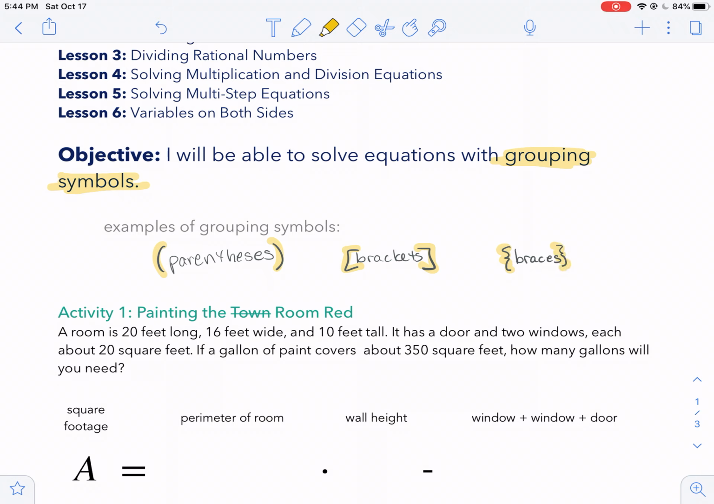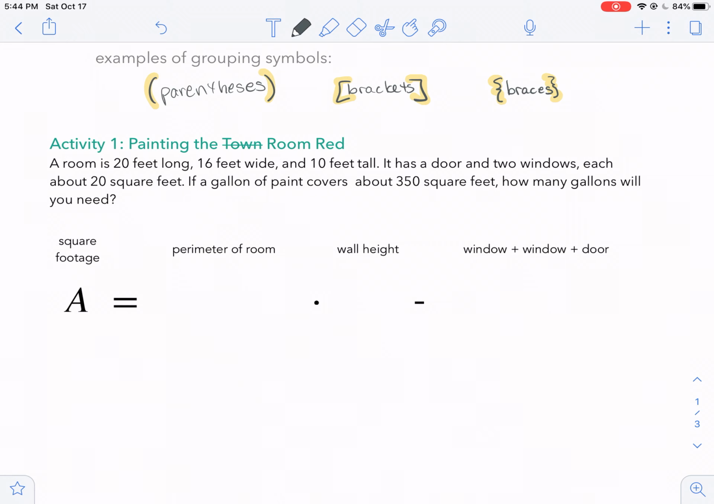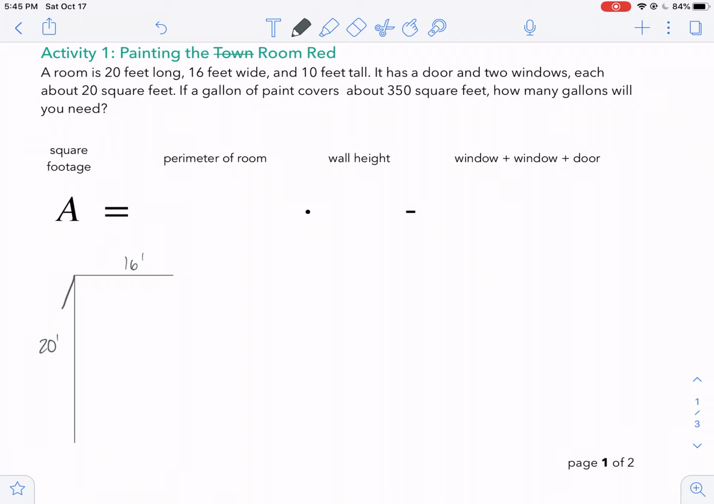So I like visuals. So as I read the problem to you, we're going to draw it out. So say you have a room that is 20 feet long. So your room is 20 feet like this. And then it's 16 feet wide like this. And it's also 10 feet tall. This is not to scale, okay? I'm not an art teacher, I'm a math teacher.